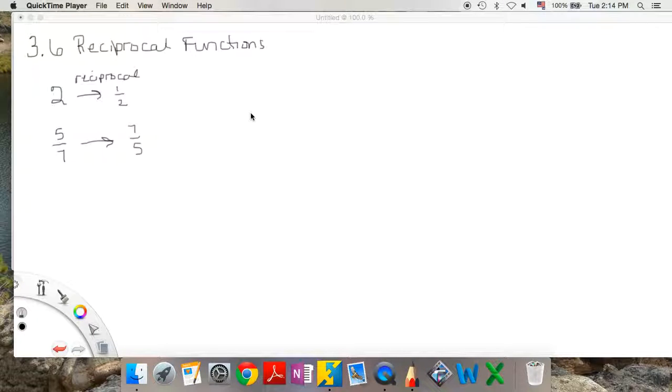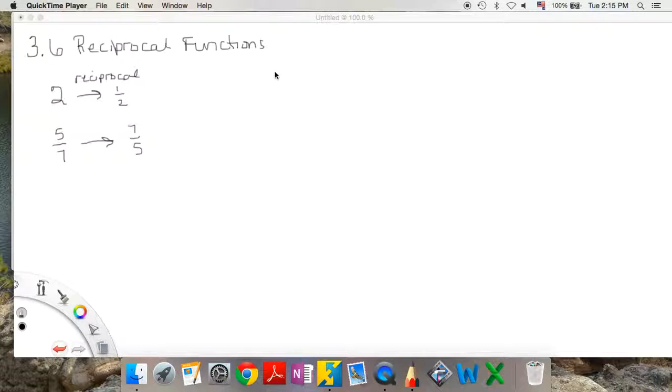In this next unit, we're going to talk about something called rational functions. And if you recall, rationals are like fractions. So to start out with, we're going to use reciprocal functions. Remember, when you have numbers, a reciprocal just means you flip it over. So the reciprocal of 2 would be 1/2. The reciprocal of 5/7 would be 7/5.